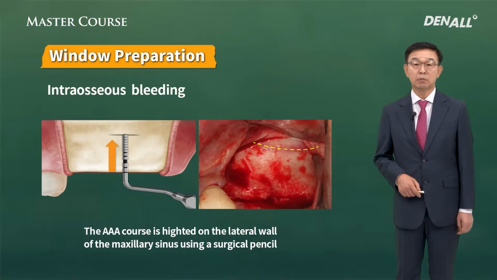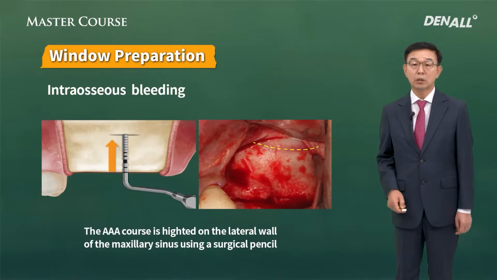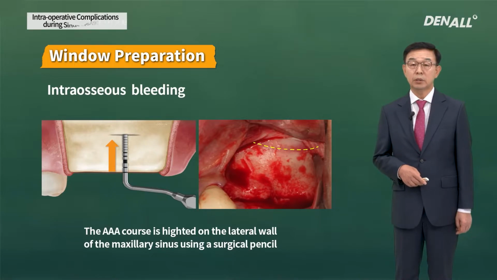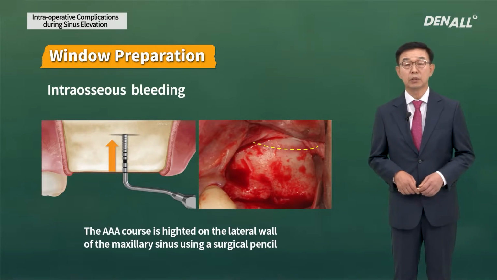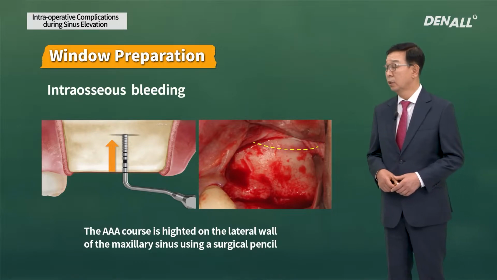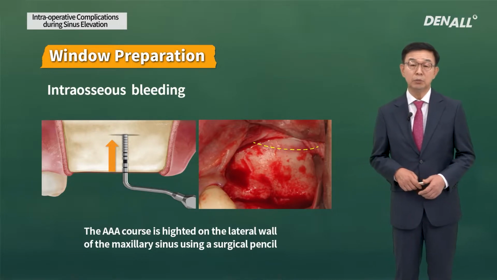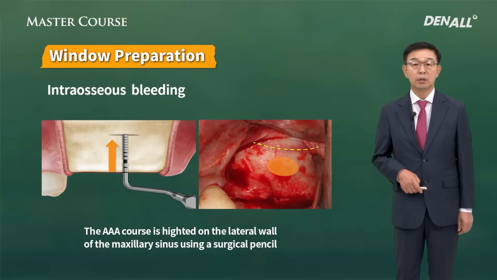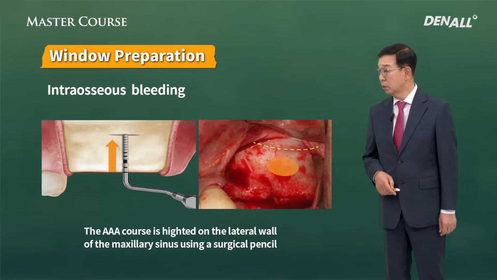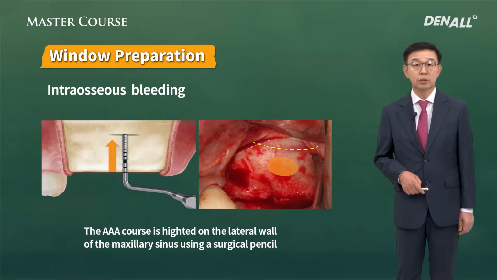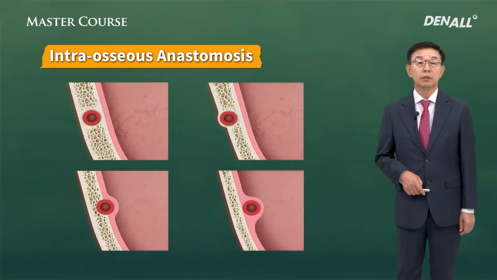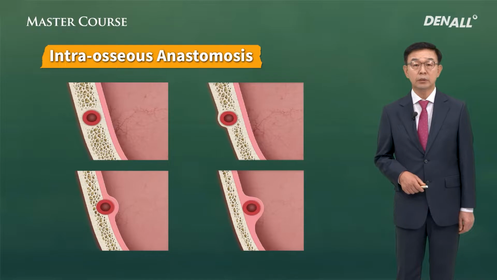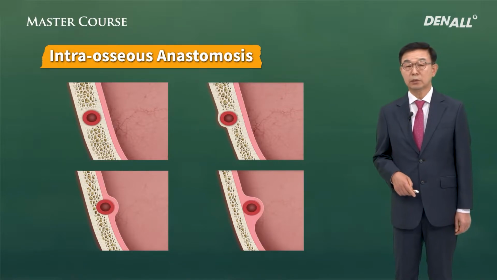Please refer to the right side. In the window approach, you can see that the artery passes through the exterior wall of the sinus. If you can see the vessel, you can form a window avoiding this area. If this can be avoided, you'd be able to avoid bleeding within the bone. Intraosseous artery can exist in 4 different areas as shown.